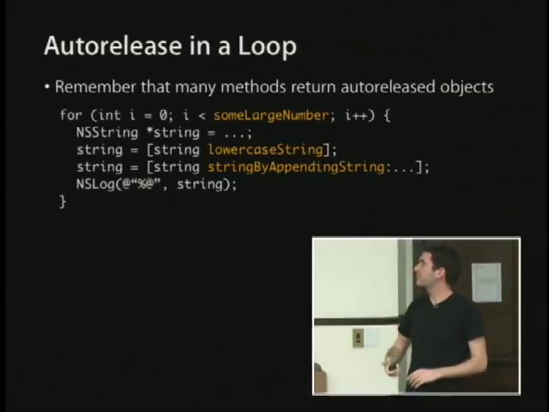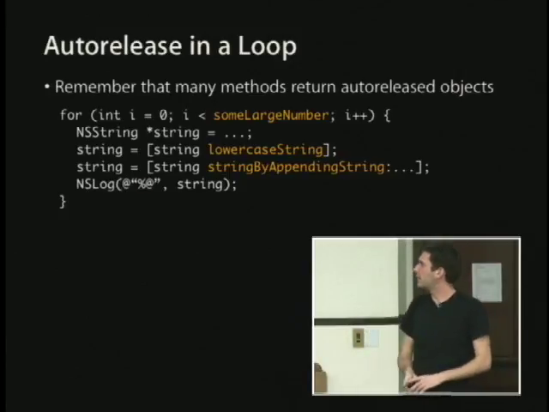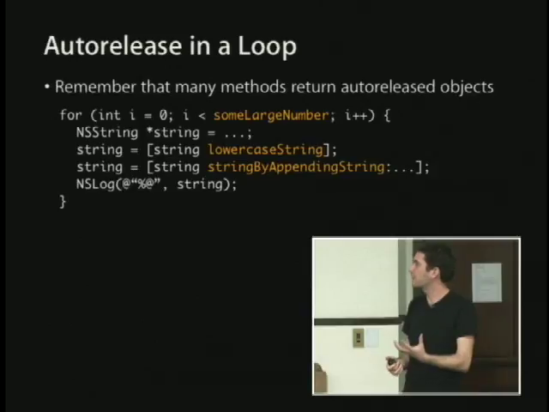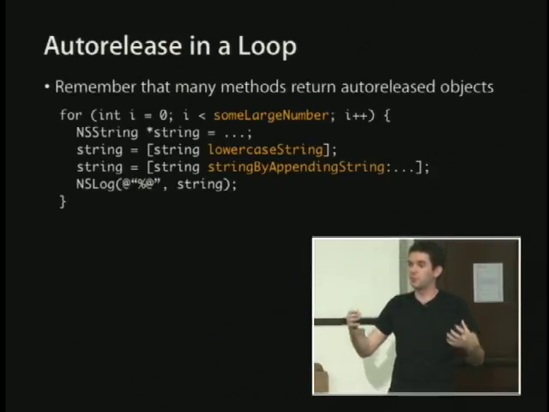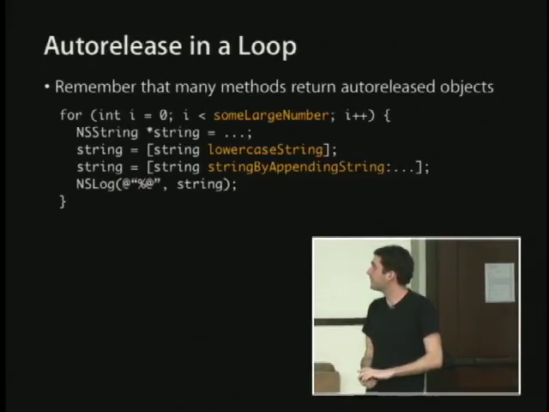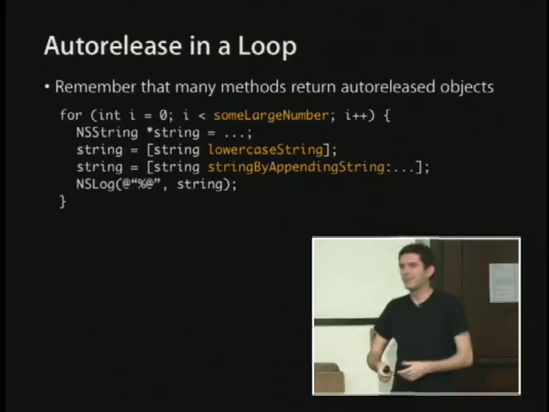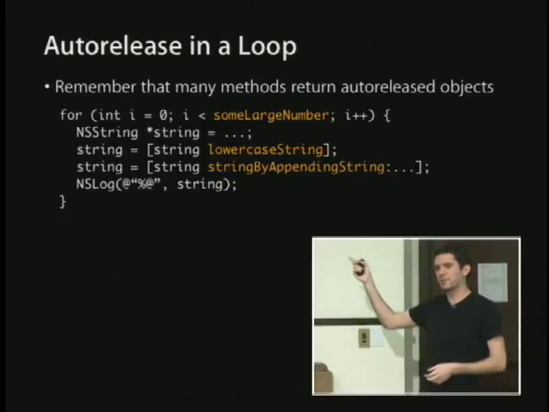If we've got an integer, and let's say we're iterating some large number of times, say 10 and 20,000, and within that loop, we're going to get a string, call lowercaseString on it. So lowercaseString gives us an auto-released object that is the lowercase version of that, and then call stringByAppendingString, and maybe pass in some arguments there. That's going to give us another auto-released object, and then we NSLog it. That's fine. But now we've just created two auto-released objects right within there.